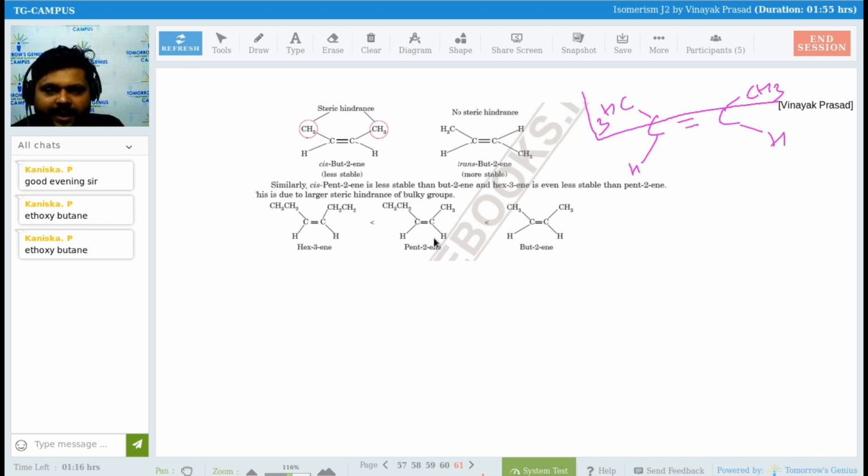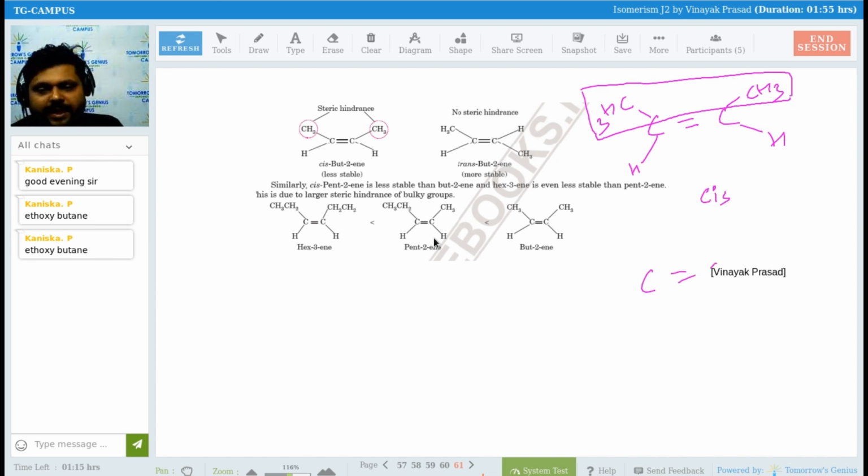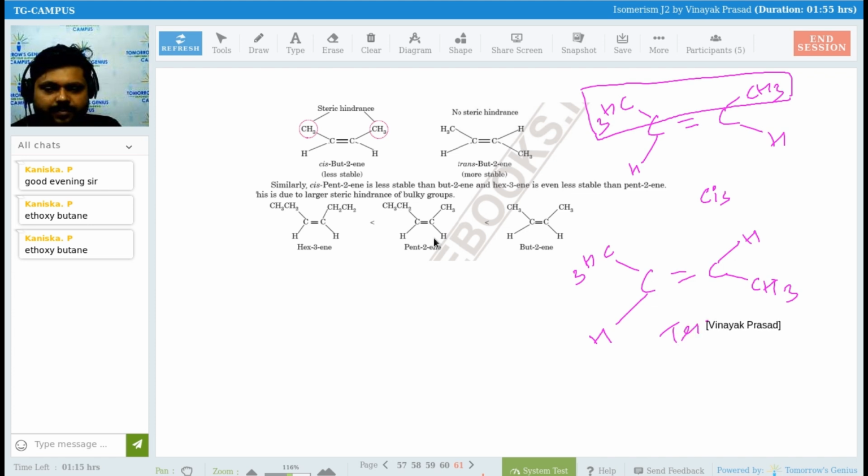If two same groups are at the adjacent side, then it will be cis form. And if two groups are at different sides, then it will be trans form. Let's suppose here there is CH3 and one CH3 is here, and here there is H and here there is H. So this will be trans form. Is it okay? What is this cis and what is this trans? Everyone clear with this?